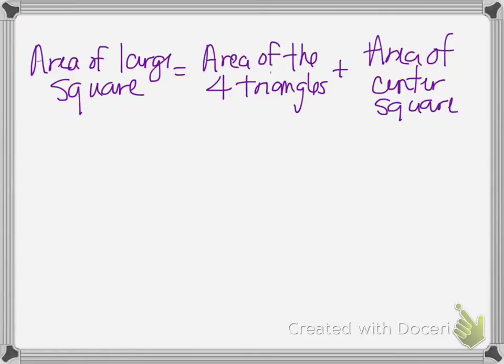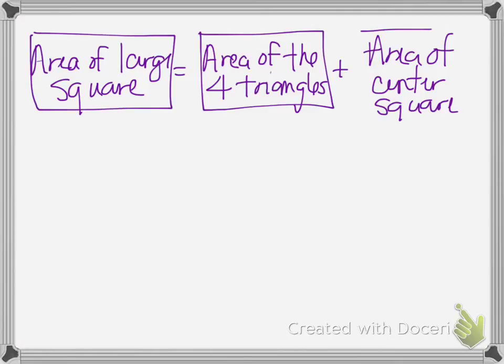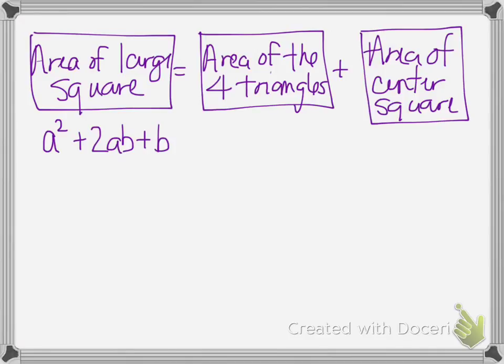Okay, so sometimes it's helpful when you're going to write an equation to write the parts out in words first and then substitute what you know. So what do we know about the area of the large square? Well, we did the math on that, and we know that it is a squared plus 2ab plus b squared. That is equal to the area of the four triangles, which we used 1/2 base times height, multiplied by 4, and got 2ab for that, plus the area of the center square, which was c squared.